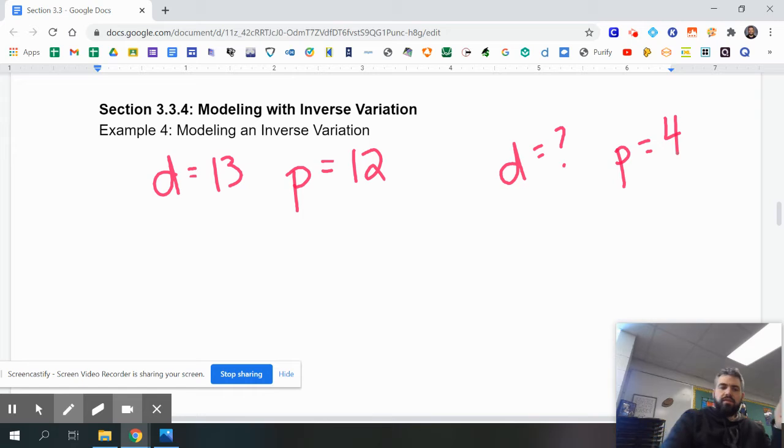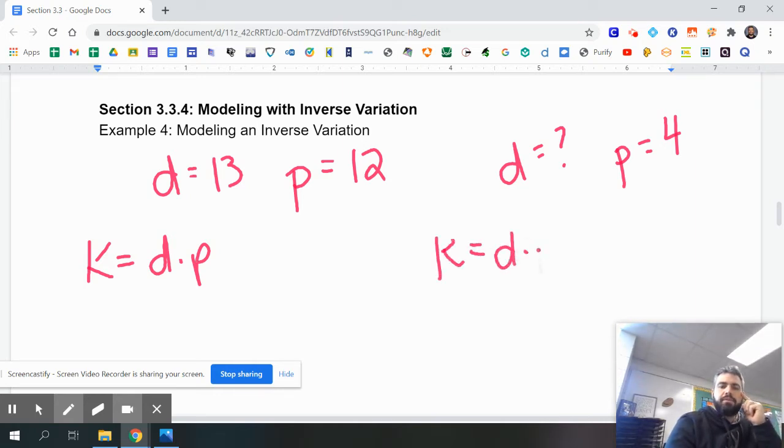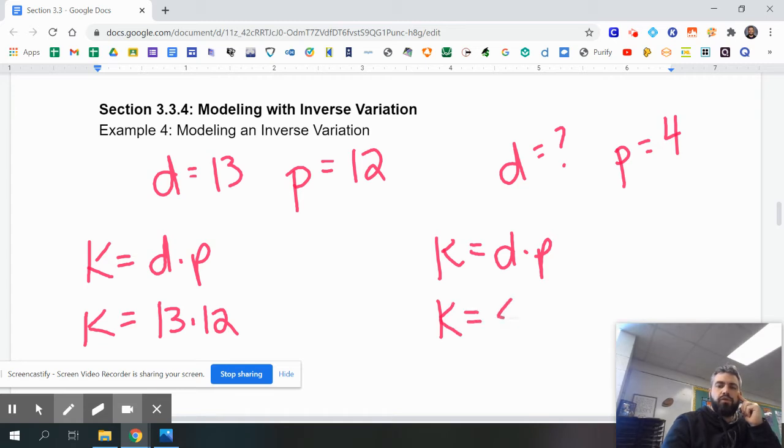Okay, so if we think of it like this again, k is equal to, let's say, days times people, right? And over here, k is equal to days times people. And so we say k is equal to 13 times 12. And over here, k is equal to 4 times d, right? And so since they're both equal to k, they're both equal to each other.